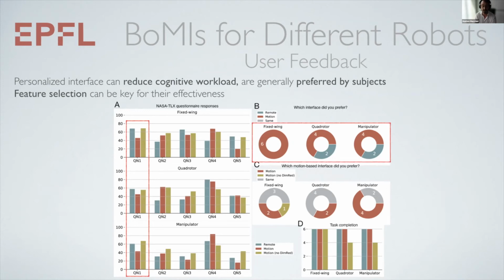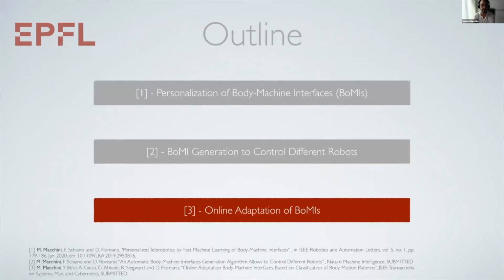And finally, we show that using this feature selection, so cutting the principal components of the interface, can be a crucial step to make the interfaces usable.